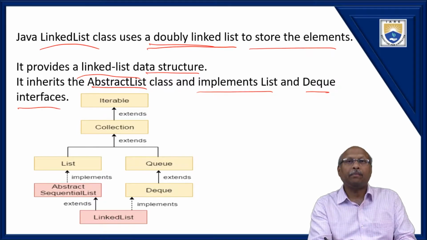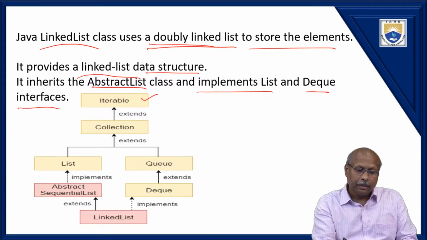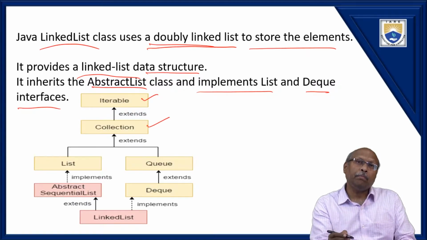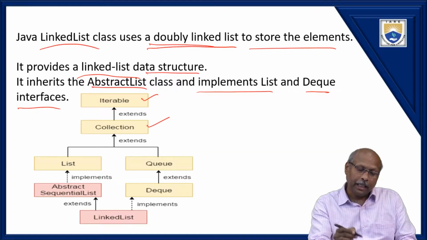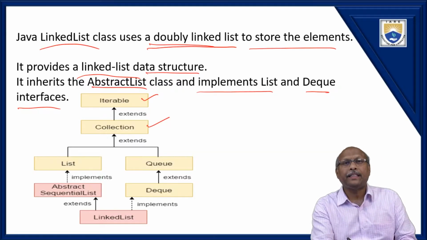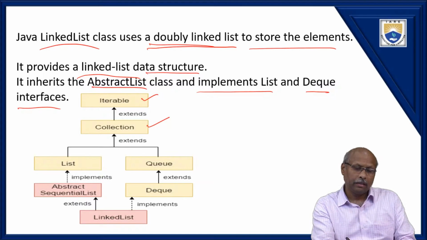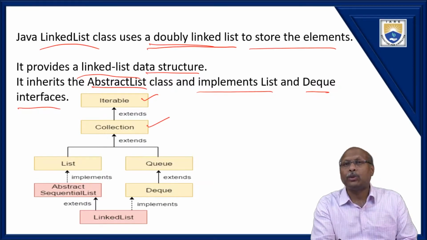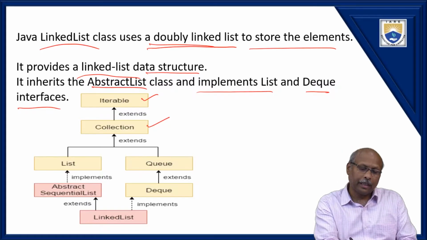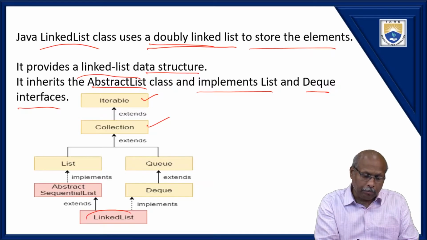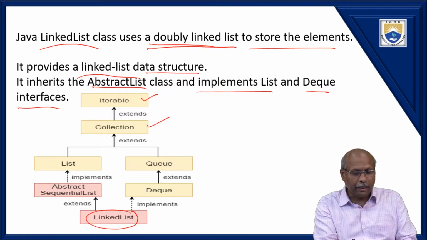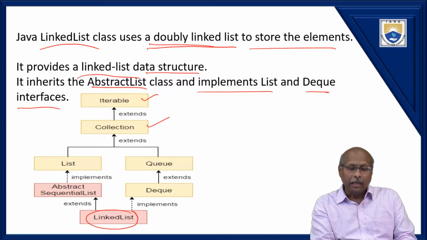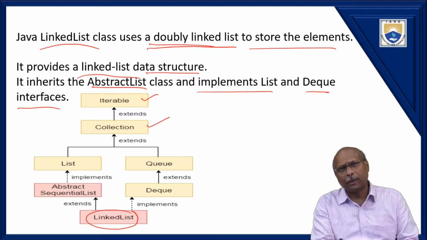If you observe the diagram, the first one is Iterable and the next one is Collection. Whatever methods are there in Iterable, everything is available in Collection, because Collection is the derived interface from Iterable. This Collection interface is implemented in List as well as Queue. Whatever methods are there in Collection, everything is implemented here. And then the abstract sequential list. So the linked list comes here. The linked list extends the abstract sequential list as well as implements the Deque. With the help of these methods, you can implement all the operations of a linked list.